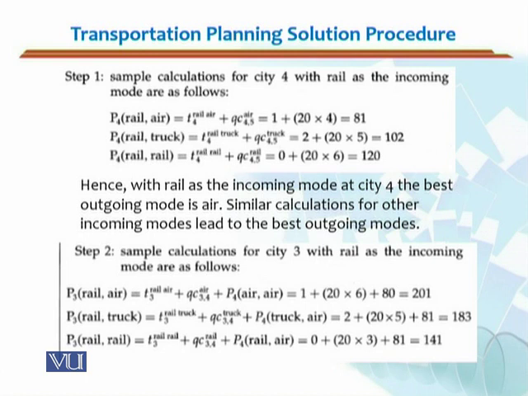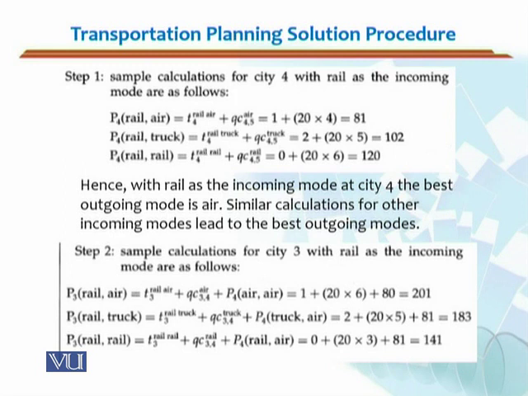What you need to do is calculate P4 again. This is just a sample calculation. When rail is the incoming mode of transportation, you have to use rail, truck and air; for example, P4 rail air, P4 rail truck, P4 rail rail. Similarly, for truck, you will do the same thing: P4 truck air, P4 truck rail, P4 truck truck. And then you will select the best outgoing mode, which will actually be the minimum of them.